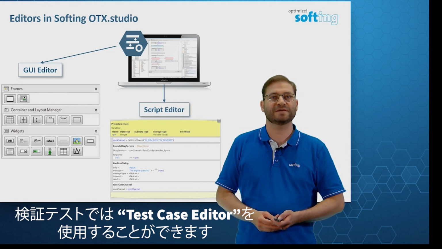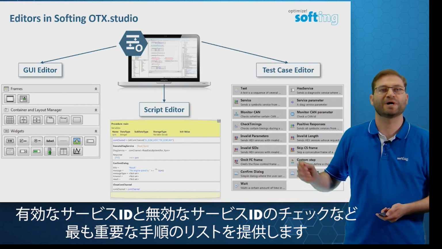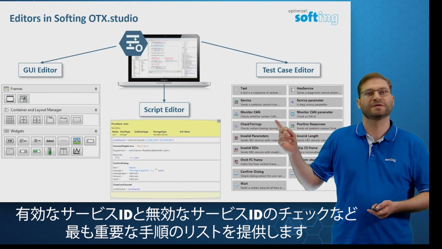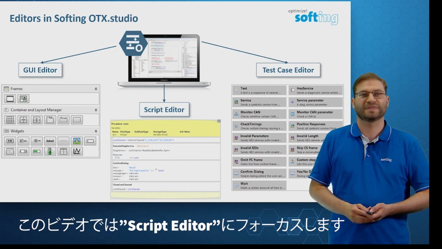For validation tests, we can use the test case editor. It provides a list of the most important procedures, like checking the valid and invalid service IDs. In this video, the focus will be on the script editor.